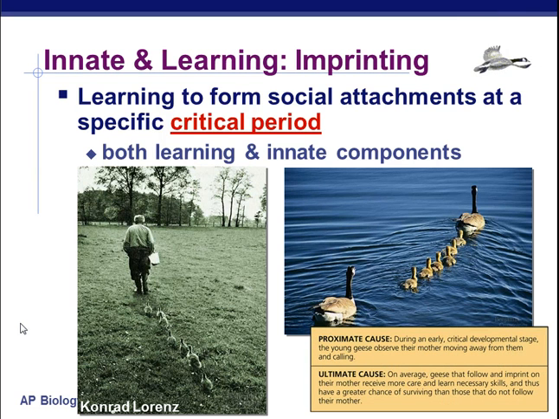So the proximate cause of imprinting, of this critical period in imprinting, is that the young geese observe their mother moving away from them and calling them, so they'll follow them and start to follow that mother goose and decide that that is their mother goose. The ultimate cause is geese that follow and imprint on their mother receive more care and learn how to be a goose and can survive in the great goose world.